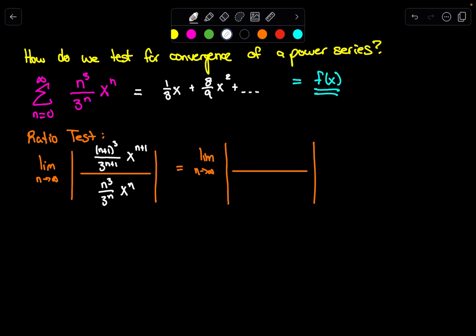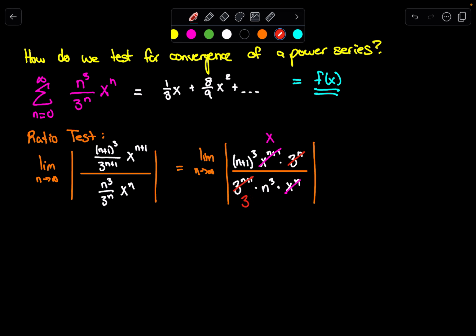So let's write things where they belong. So we have an n plus 1 cubed and x to the n plus 1. Now in the bottom, dividing by a fraction is the same thing as multiplying by the reciprocal. So we'll get 3 to the n up here. And then we should have 3 to the n plus 1. And then left over n cubed times x to the n. So at this point, hopefully we haven't made any mistakes in our algebra. And now we do a little housekeeping. So x to the n plus 1 and x to the n will cancel and just leave us with an x on top. The 3 to the n and the 3 to the n plus 1 will cancel and just leave us with a 3 on the bottom.